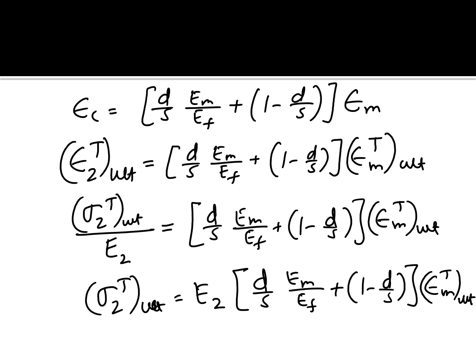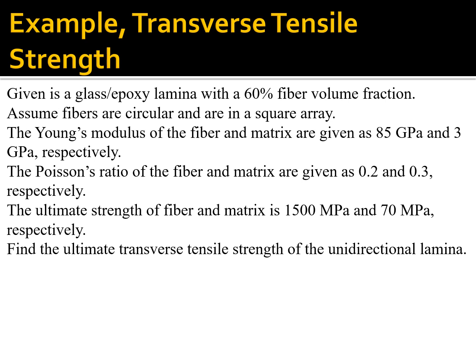So let's see how we can use this to solve an example and find out what we are predicting as our ultimate tensile strength in direction 2. This is the example which we want to do. We want to find the ultimate transverse tensile stress which we can apply, or the transverse tensile strength. We have a 60% fiber volume fraction glass epoxy lamina.